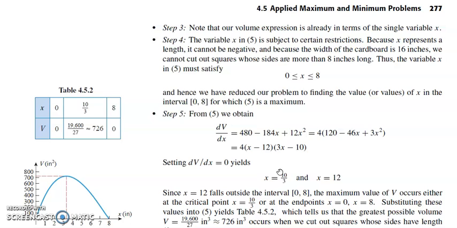Now x cannot be 12 because the dimension would be negative, so 12 is not possible.